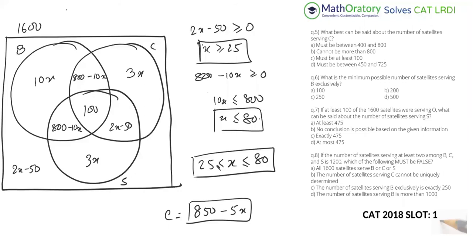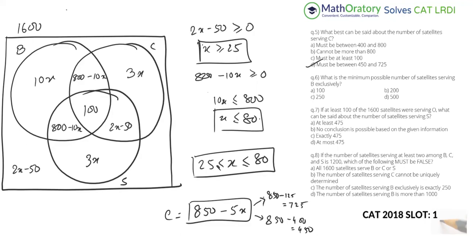And now if you include this range, if x is 25, then this value will be 850 minus 125, which is 725. That itself will answer this, because when x is minimum, this will be maximum. But anyhow, let me just show this completely. If I pick x as 80, the other extreme, we will have 850 minus 400, which will be 450. So x lying in this range, C will lie in 450 to 725. So it must be between 450 and 725. This should be inclusive of both, but anyhow, that is fine. So that is for question number 5.